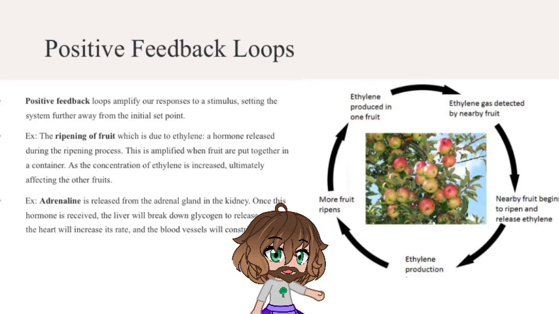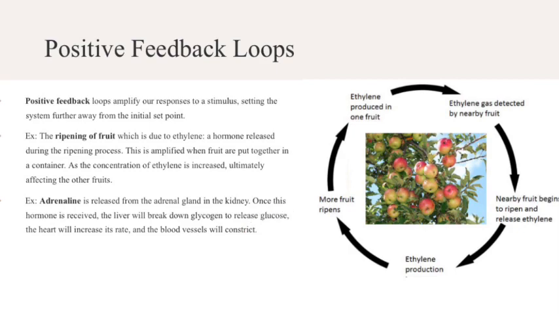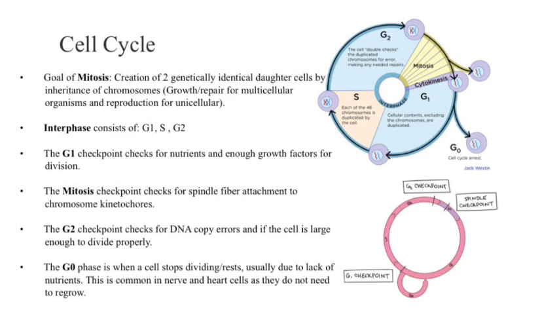This is amplified when fruit is put together in a container, as the concentration of ethylene is increased, ultimately affecting the other fruits. The goal of mitosis is to create two genetically identical daughter cells. This is how unicellular organisms reproduce and multicellular organisms grow and repair cells. 2N means diploid, or having two sets of chromosomes.